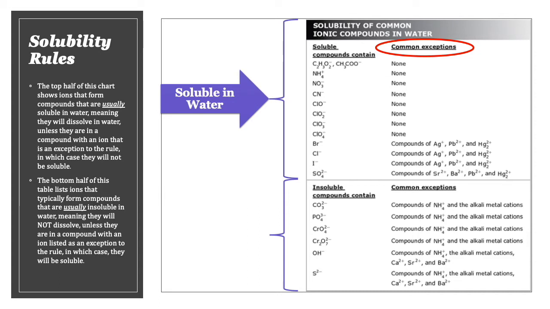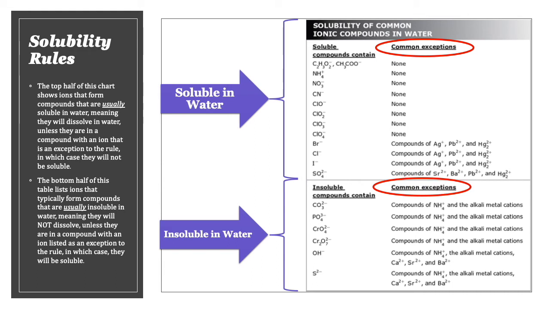And if you notice up here at the top, it's only the last 4 ions, so bromide, chloride, iodide, and sulfate, that have exceptions to their rules. And if they meet an exception, then they're no longer going to be soluble in water. If we take a look down at the bottom portion of this chart, this is a list of ions that tend to form compounds that are usually insoluble in water. So most of the compounds that these are found in are insoluble. They will not dissolve in water unless they meet one of these common exceptions. So there's a lot more exceptions down here on the bottom of this chart.